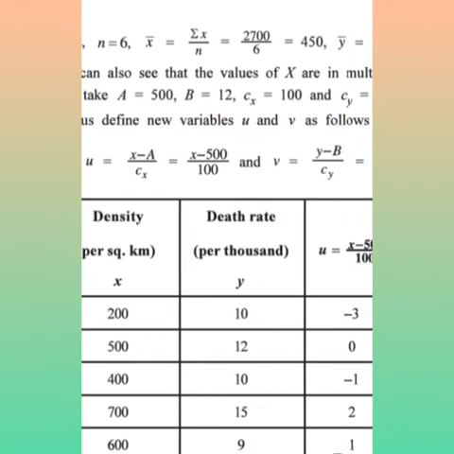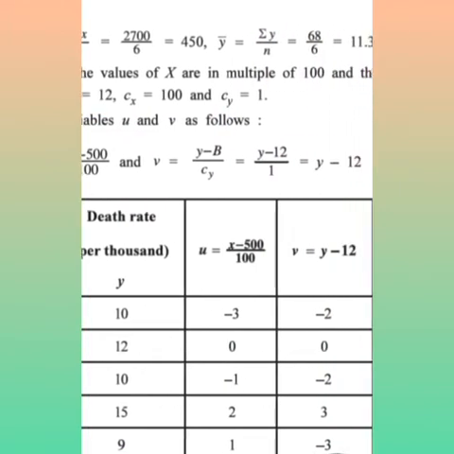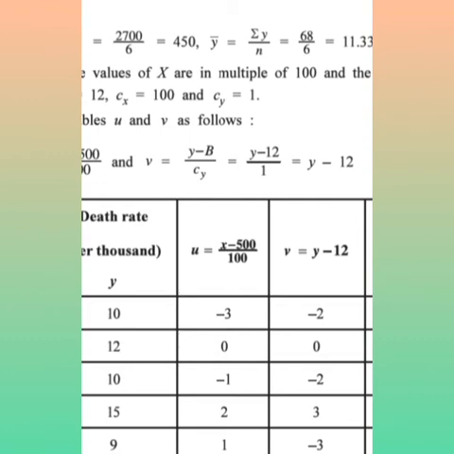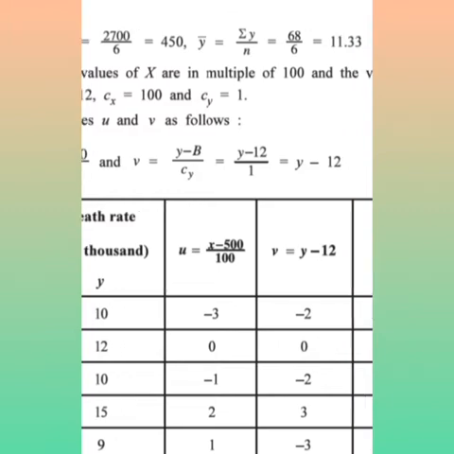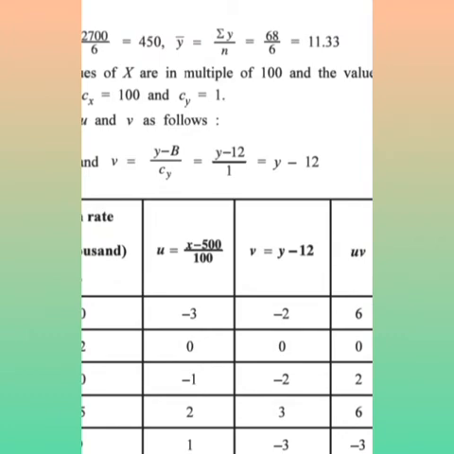Then see how we can calculate v. For v, the formula we know again, y minus b divided by c y. But over here you would find, children, they have taken b as 12. Now why 12? Again the same concept. The y bar is 11.33, and 12 is quite near to 11.33, that is our y bar, right? So that's why they have taken 12 and deducted 12 from y. c y they have taken as 1. Now why has c y been taken as 1? It means they have not divided by anything.